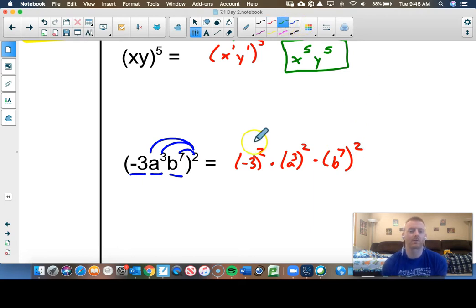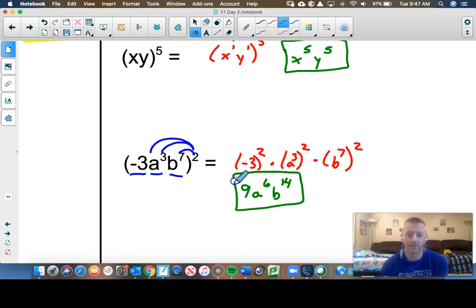So we're going to use our rules for each one of those things. -3 to the 2nd power means -3 times -3, so -3 squared makes a 9. And a to the 3rd to the 2nd, because a power to a power we multiply, makes an a to the 6th, because 3 times 2 is 6. Then b to the 7th to the 2nd means 7 times 2, so we're going to have b to the 14th. So that's just how simple this goes.